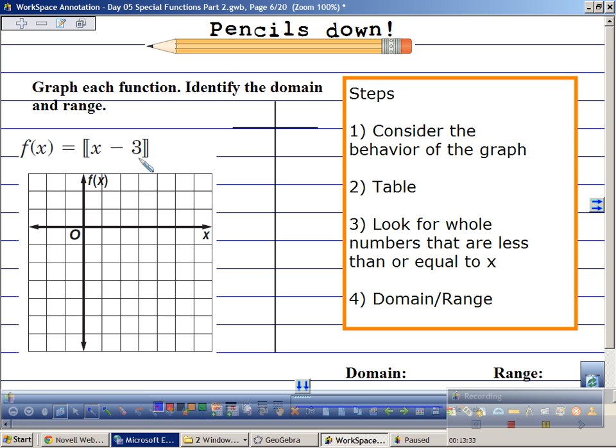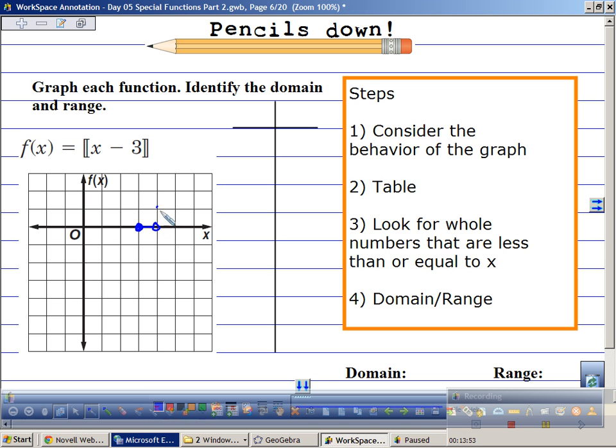Good. How is this one going to translate? Is it going to translate vertically or horizontally? It's going to translate horizontally. In the positive direction or the negative direction? In the positive direction. So I'm guessing it's going to start over here at 3. Correct?